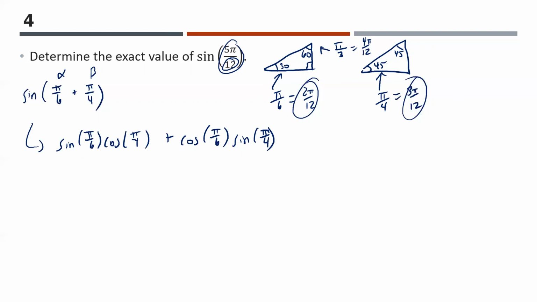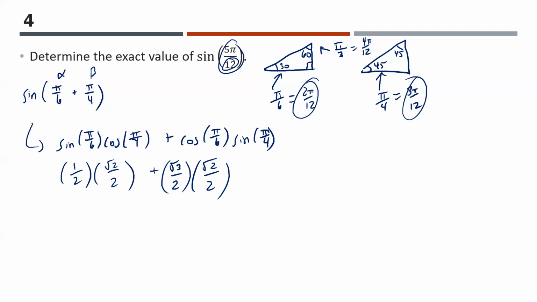So sine, again, is opposite over hypotenuse. So if we're doing sine of pi over 6, remember the opposite side on a 30, 60, 90 triangle is 1/2. Cosine is adjacent over hypotenuse, so cosine pi over 4 is root 2 over 2. Hopefully you understand that. We've been through it many times. If you don't, please contact me. Cosine pi over 6 is adjacent over hypotenuse, so that would be root 3 over 2. And then sine pi over 4, kind of the same as cos pi over 4, is root 2 over 2.